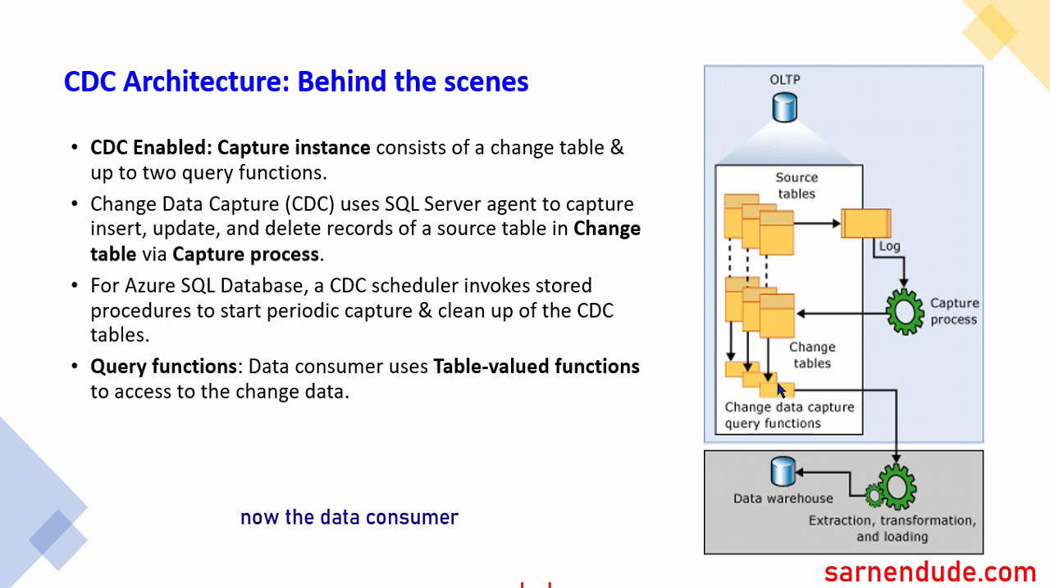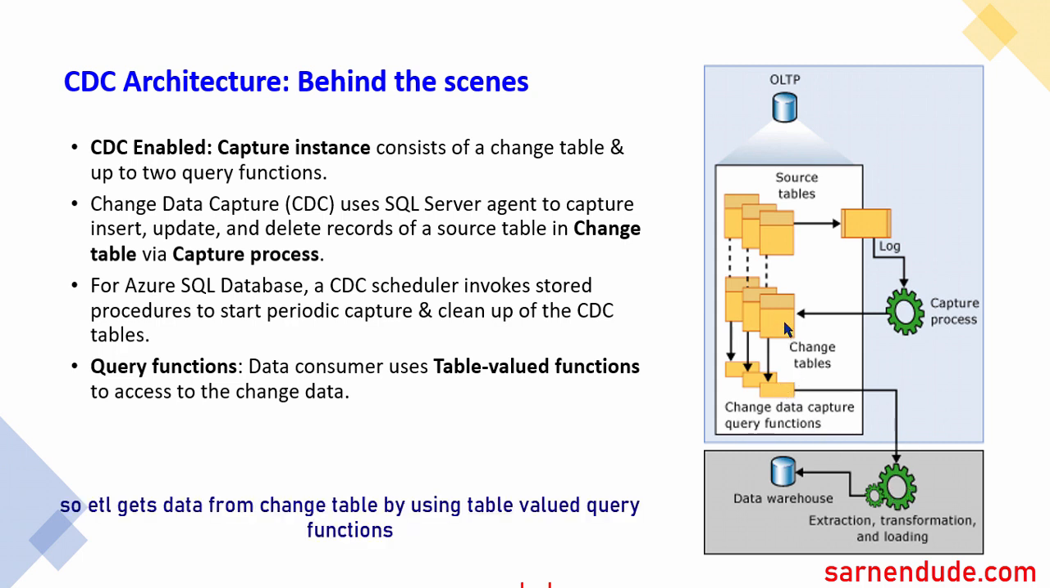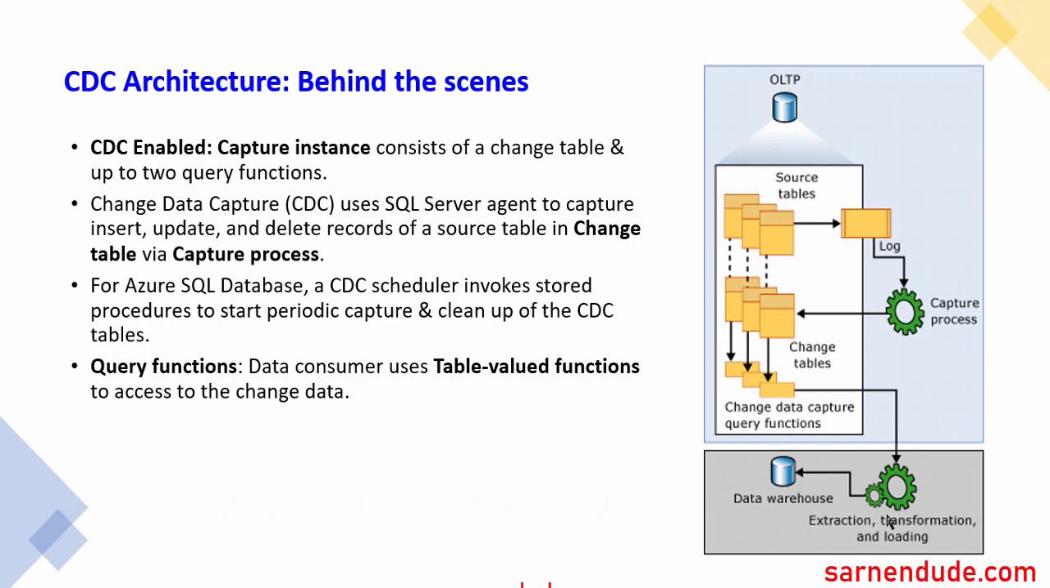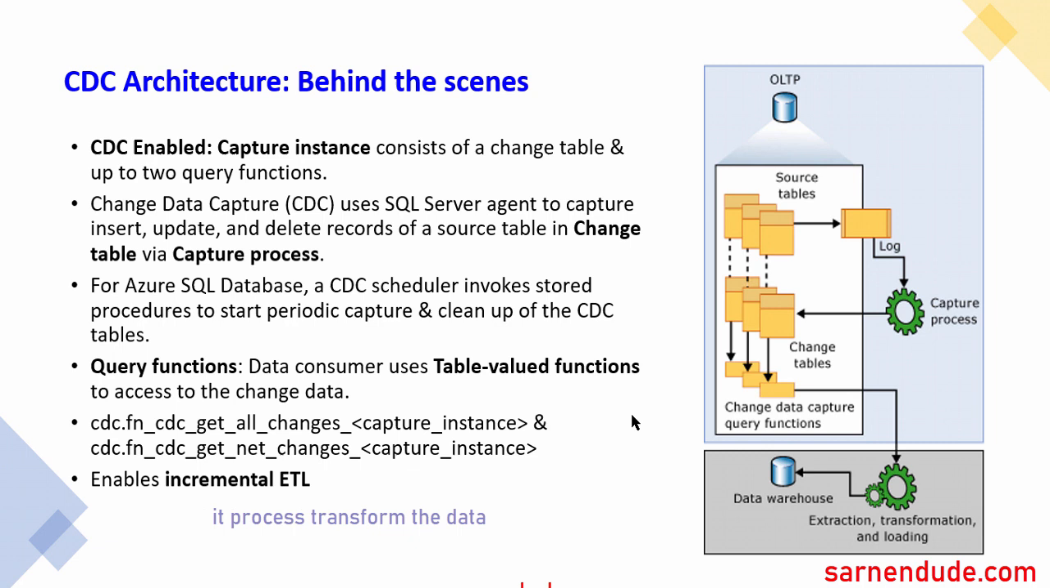Now the data consumer, for example, the ETL. The ETL gets data from the changes table using this table valued query function. Once the ETL job gets that data from the changes table, it transforms the data and saves or loads the data into the data warehouse. So it enables the incremental ETL.